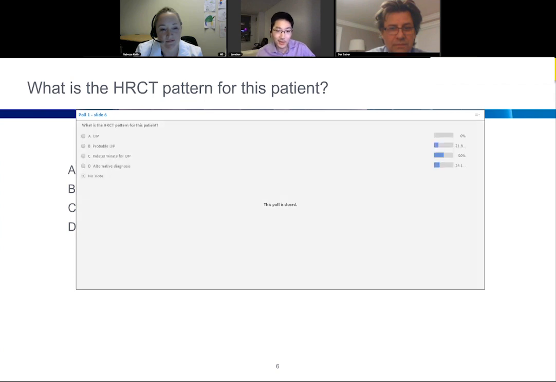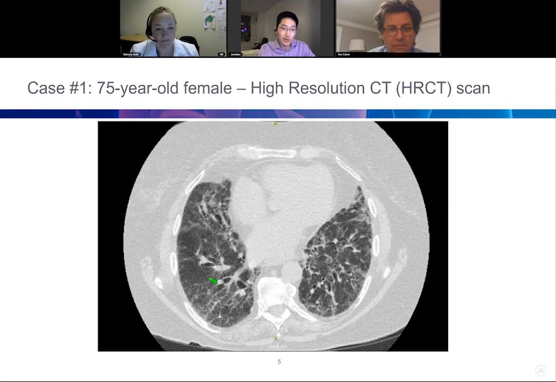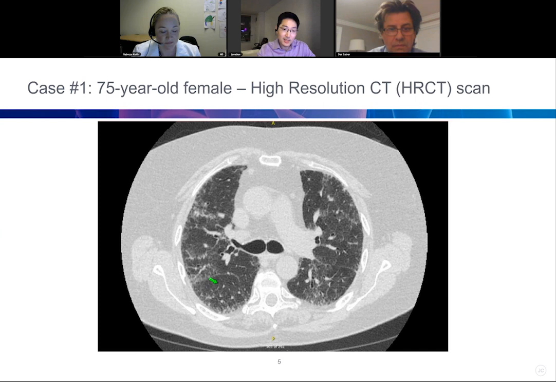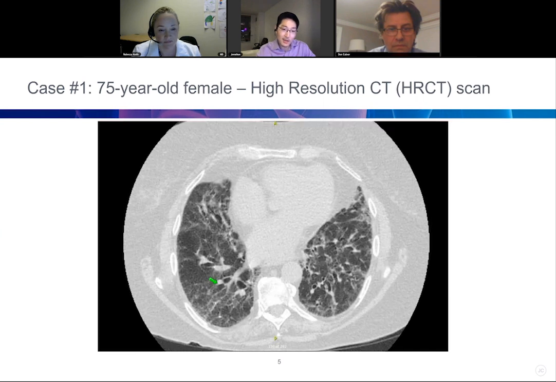Okay, so it looks like we do have a winner. It looks like most people chose indeterminate for UIP, and actually I think that's the way I would have scored it as well. This is a hard case. So if we go back and we look at the images again, we see that indeed there is some ground glass opacity, but a lot of that ground glass opacity has superimposed reticulation on it. So it's hard to say, is there enough ground glass opacity for us to invoke this alternative diagnostic category? And what I like about this case is that this is a real life case.